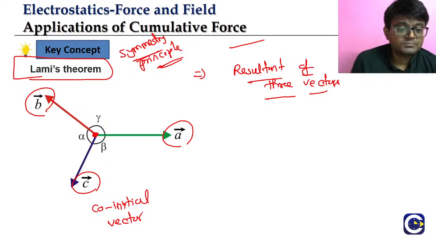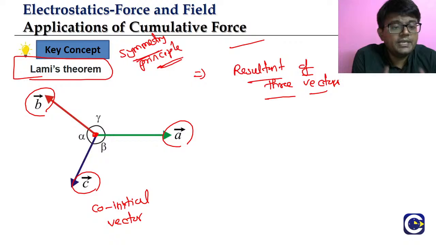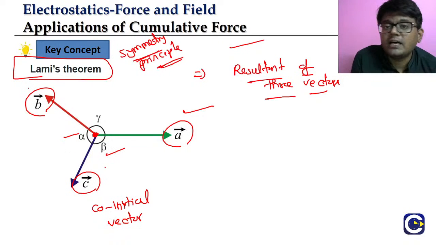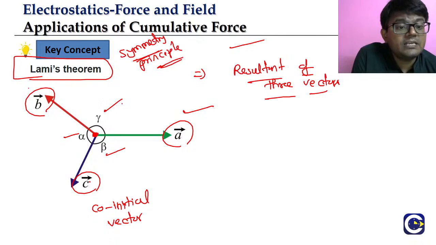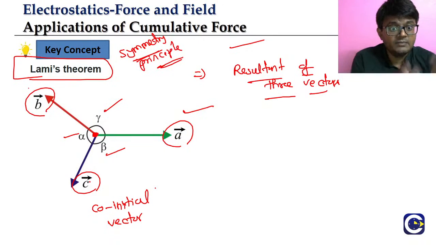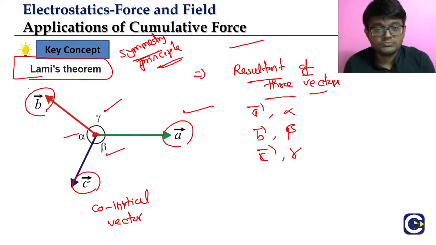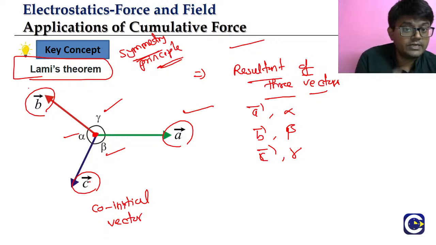If we arrange them like that, we call them co-initial vectors. So if you are arranging them as co-initial vectors, what is the angle opposite to A bar? Alpha. What is the angle opposite to B bar? Beta. What is the angle opposite to C bar? Gamma. We have to note all that. Now we are going to discuss the condition.